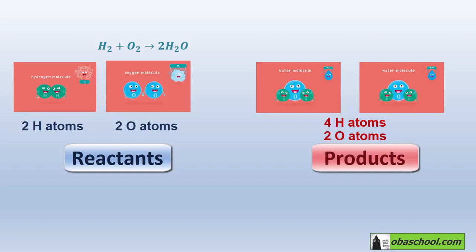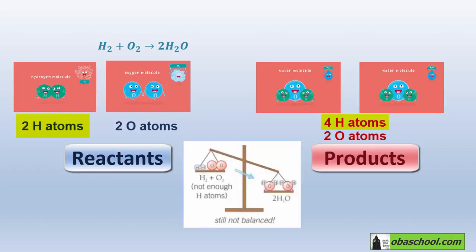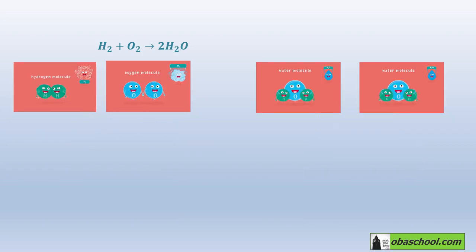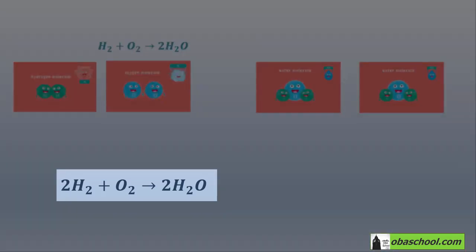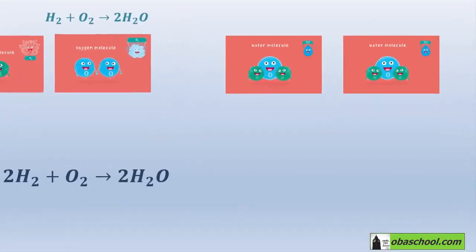So as you can see, the number of oxygen atoms is balanced now. However, we have 4 hydrogen atoms in the product side and only 2 hydrogen atoms in the reactant side. And thus, the hydrogen atoms need to be balanced now. To do this, we can simply add 2 in front of the hydrogen molecule, and thus we will write 2H2 plus O2, which gives 2H2O. Let's check if it's balanced now.